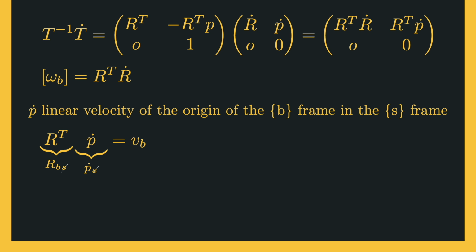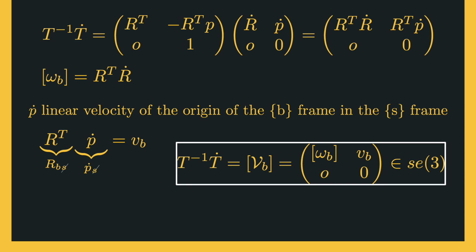Therefore, the multiplication of T inverse T dot can be rewritten in terms of the angular velocity and the linear velocity as this equation. From this equation, we can conclude that the multiplication of T inverse and T dot represents the linear and angular velocities of the moving frame relative to the stationary frame B currently aligned with the moving frame, and more accurately, it represents the matrix representation of the body twist, which is the spatial velocity in the body frame and can be defined as this equation.